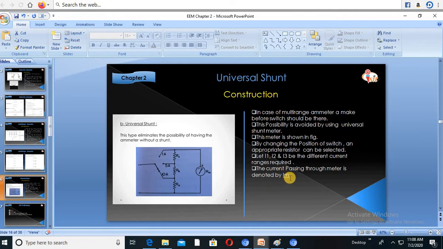Then what is the meaning of current IM? The current IM is the current flowing through this permanent magnet moving coil instrument. And these are the revisions of the different topics: basic DC ammeter, multi-range ammeter and universal shunt ammeter. Here we have now completed the DC ammeter.